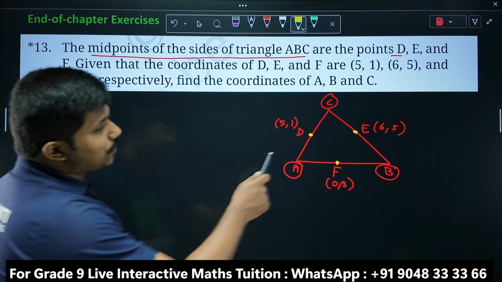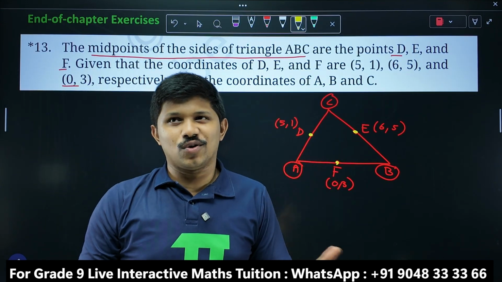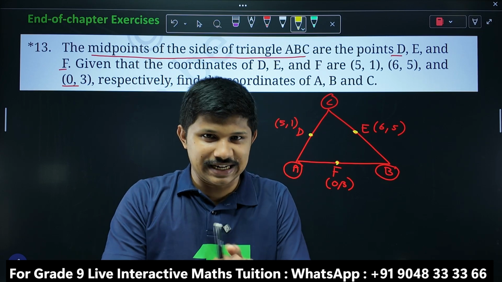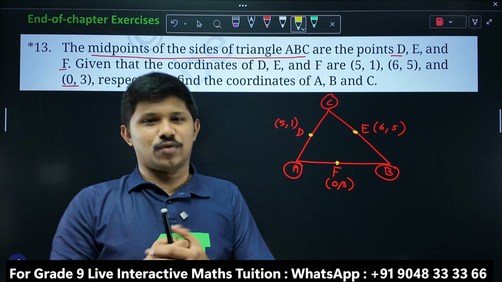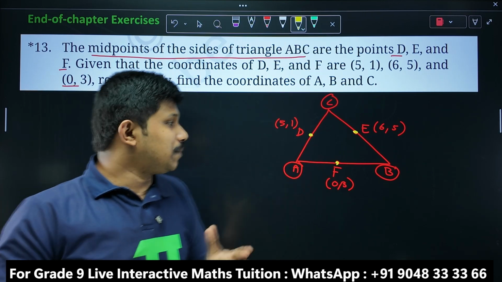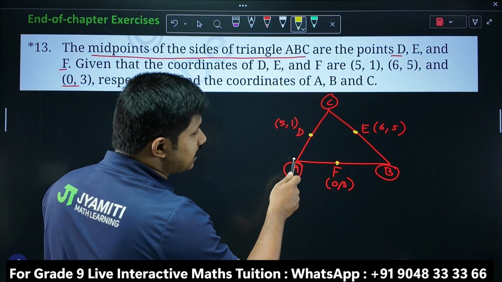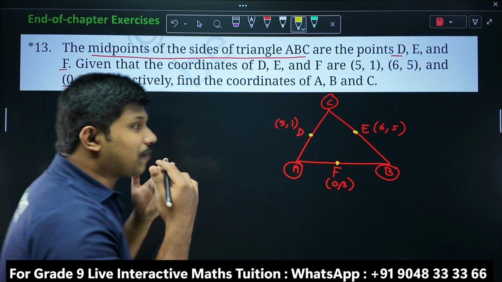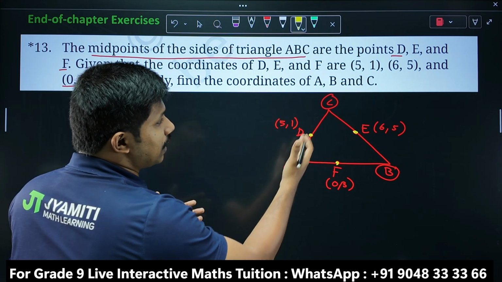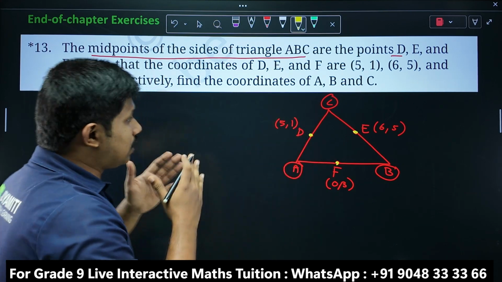So here the midpoints are already given, so we cannot use the midpoint formula directly, right? We have to make some equations out of the midpoint formula. For that matter, we don't know A, B and C, right? So we have to define the coordinates of A, B, C in the beginning.